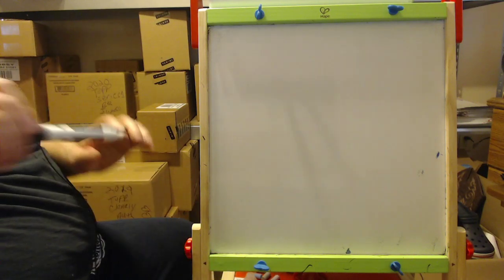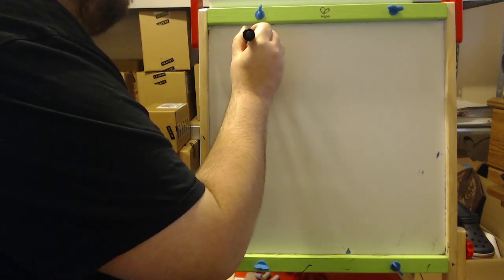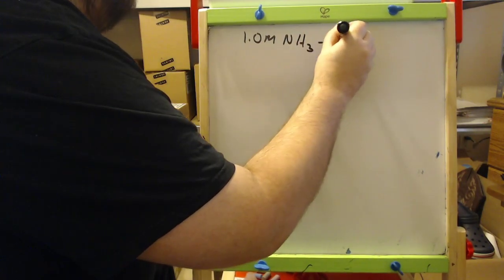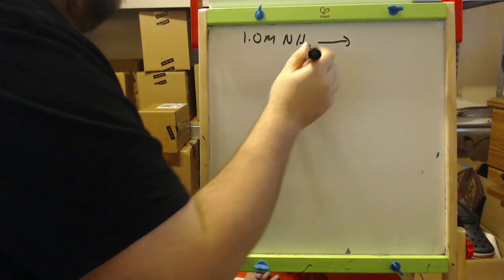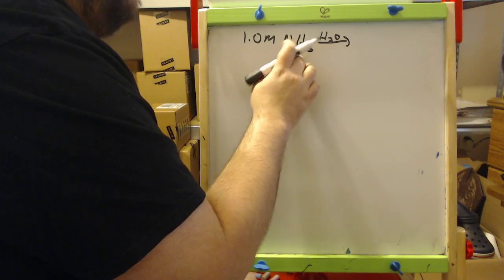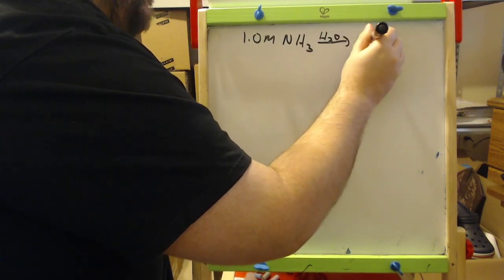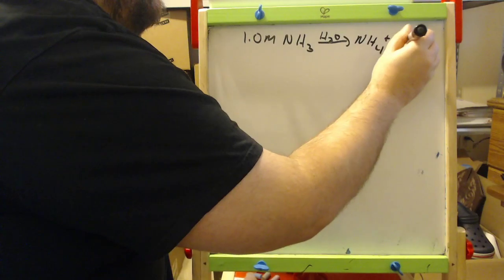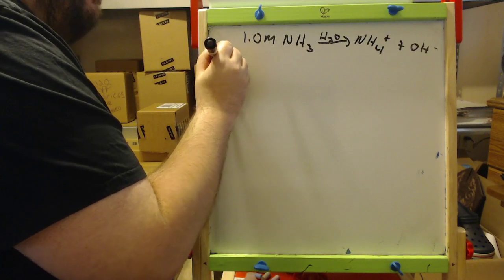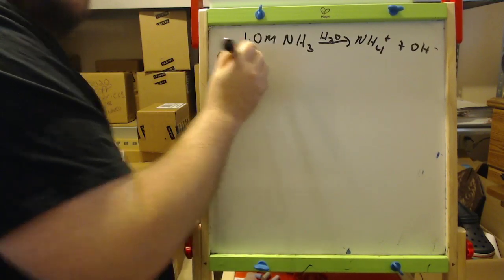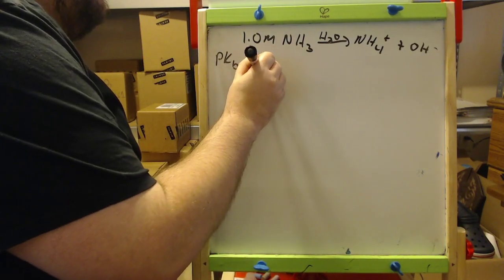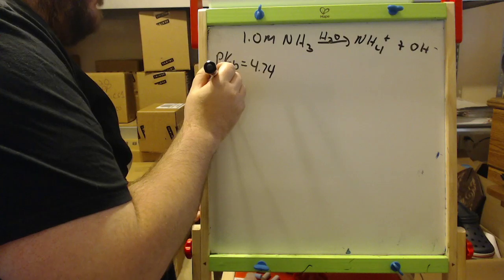All right, let's look at another one. 1.0 molar ammonia is placed into water. The reaction, if I'm a base, which I am, should be a conjugate acid and hydroxide. If they told us that the pKb is 4.74, and they want us to find the following.